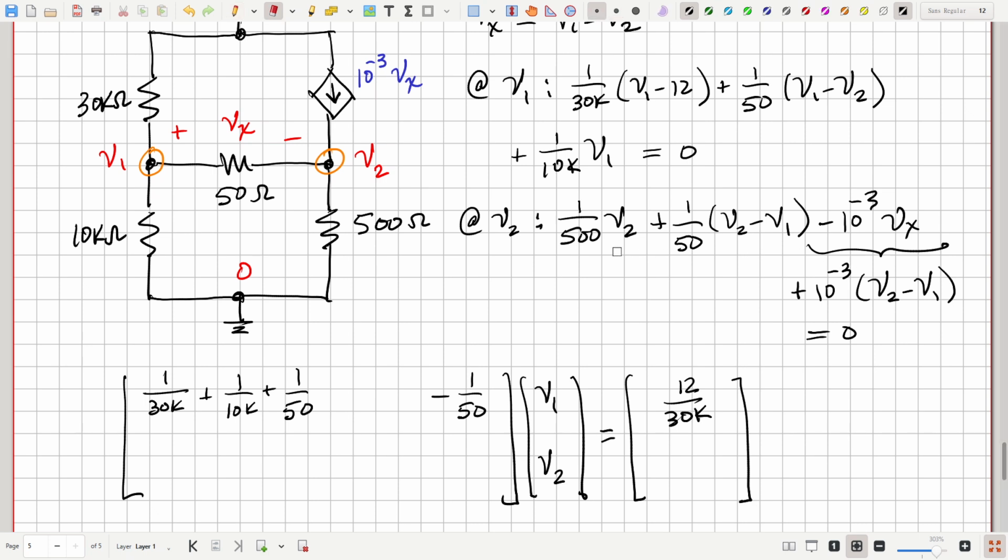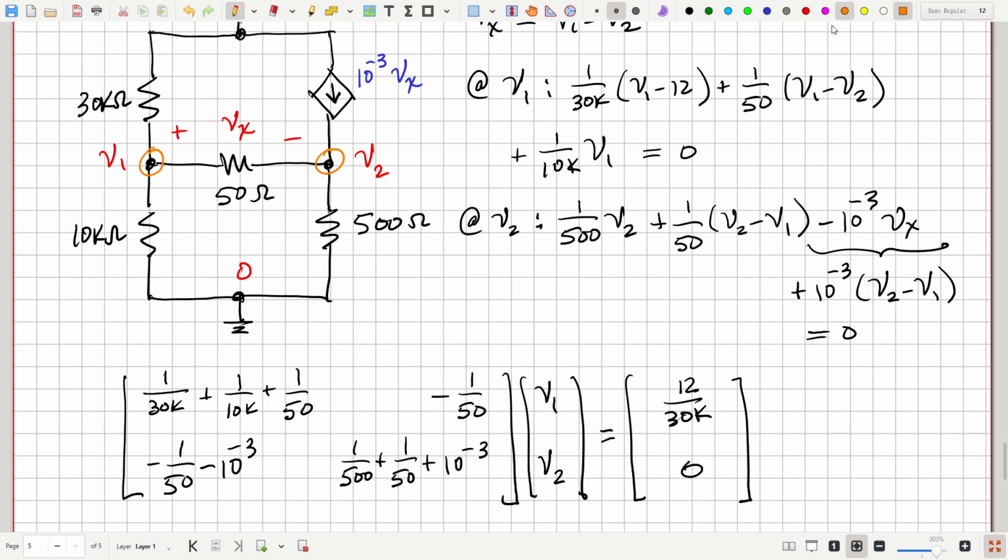Go to the second equation. Let's look at all the V2 terms. We got 1 over 500, 1 over 50, and 10 to the minus 3. So 1 over 500 plus 1 over 50 plus 10 to the minus 3. And V1 terms, okay, here we got minus 1 over 50 times V1. And here we've got minus 10 to the minus 3. So minus 1 over 50, and then minus 10 to the minus 3. And there are no constant terms there, so this is 0. And those are our equations.